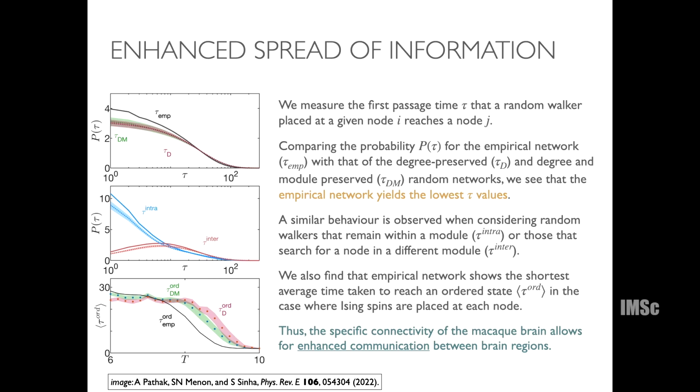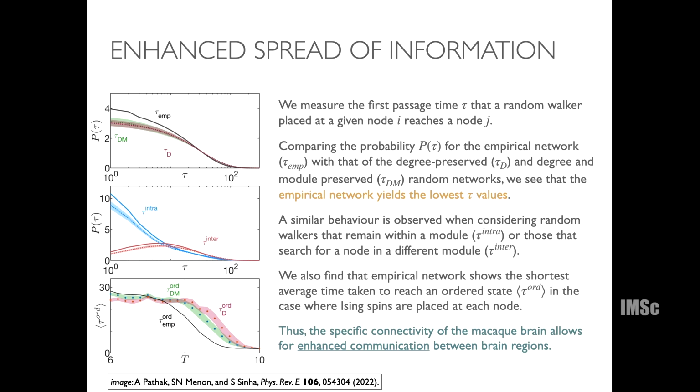And finally, using a slightly different approach, which is using Ising spins at each site on the network, as I forget who spoke. I think you spoke about Ising spins. Yeah. So as that was discussed, we find that, along this axis is just the temperature, and this is the time taken to reach an ordered state. We find that the ordering happens more quickly for the empirical network, right? So this is a very different way of trying to measure the same thing in a way.